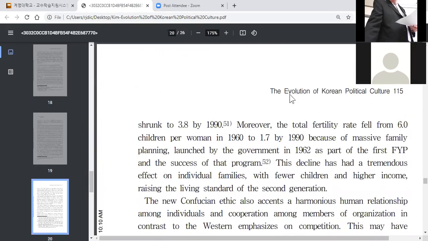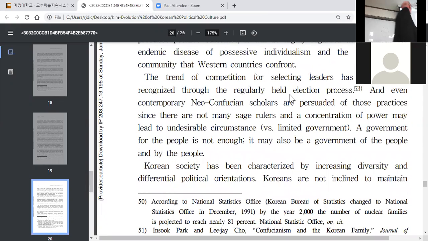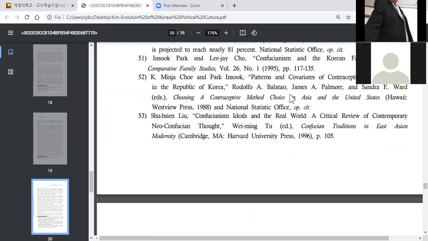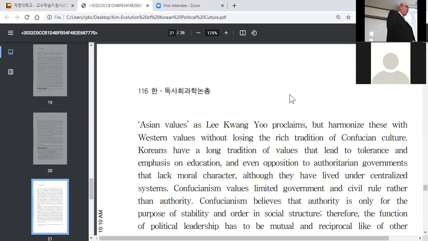And the last element of this reading, Korean society has been characterized by increasing diversity. We mentioned that before. And that includes foreigners in Korea, different political orientations. Koreans are not inclined to maintain the status quo. They're not inclined to maintain these so-called Asian values that Lee Kuan Yew talked about. Lee Kuan Yew is the former prime minister of Singapore. He was the prime minister from its founding in 1960 until he retired around 1980, at which time power went to his designated assistant for about eight years, and then it went to Lee Kuan Yew's son, who's the current prime minister. So very much a family business.